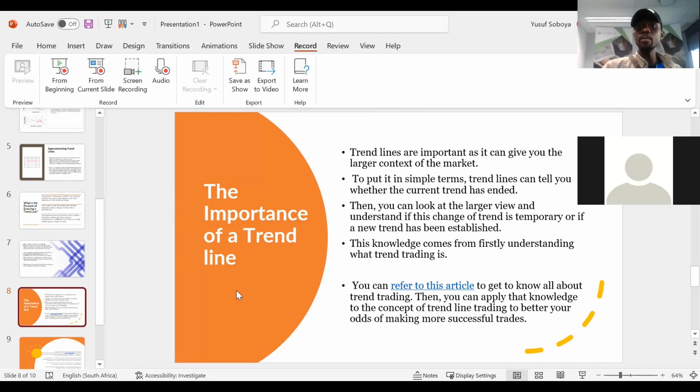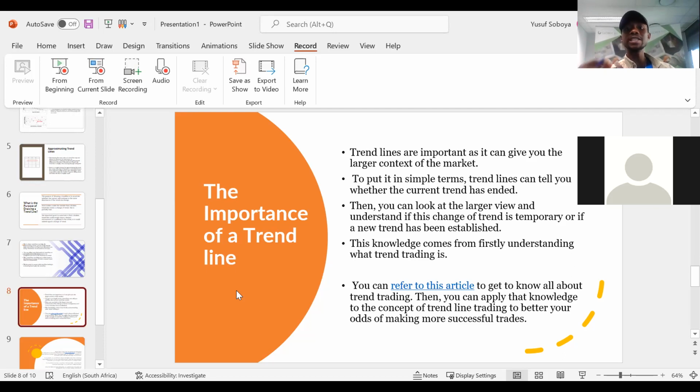The trend line is important as it can give you the larger context of the market. So it tells you where exactly the market is going, where you can enter, where you can close. To put it in simpler terms, a trend line can tell you whether the current trend has ended. Then you can look at a larger view and understand if this change of the trend is temporary or if a new trend has been established.